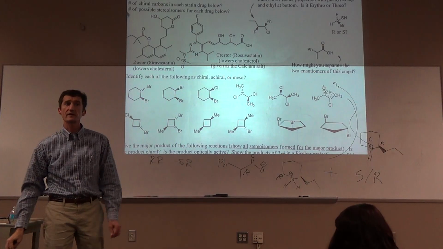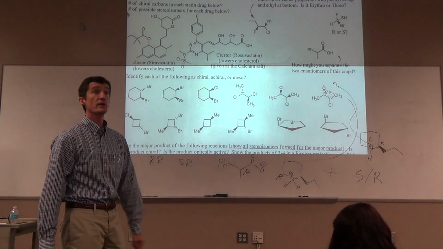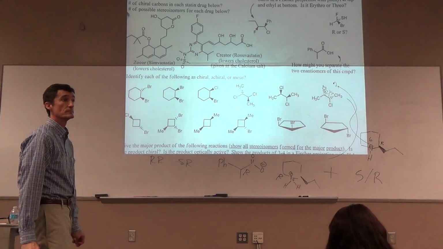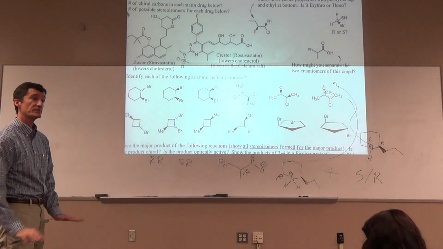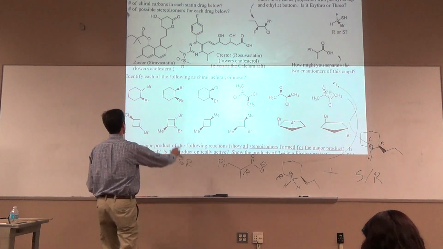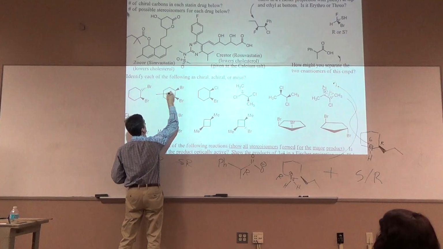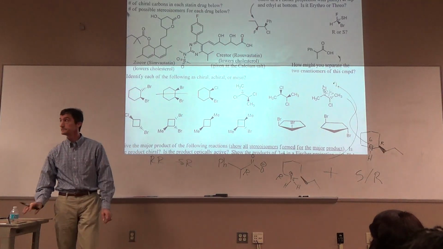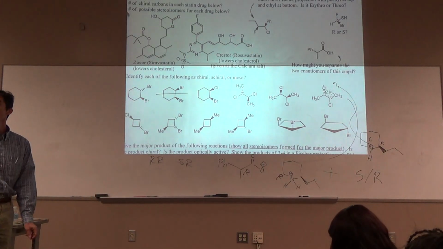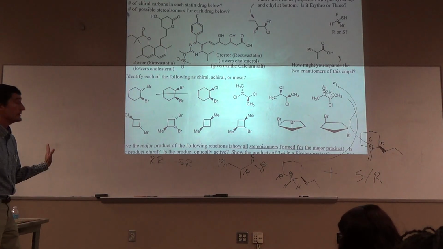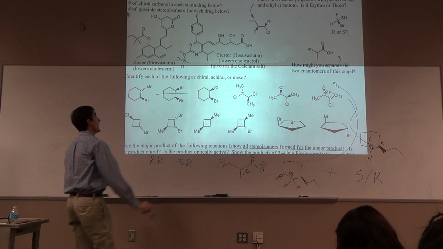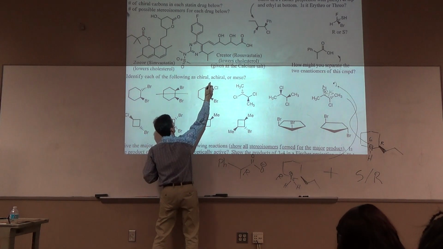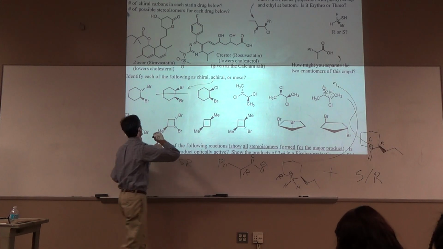Ultimately, if you're saying it's something chiral, you want to ask, is there a plane of symmetry? If it has a plane of symmetry, it's not chiral. Do you see a plane of symmetry here? Yes, plane of symmetry. Top half is mirroring the bottom half. Thus, that compound is not chiral. That would be achiral.